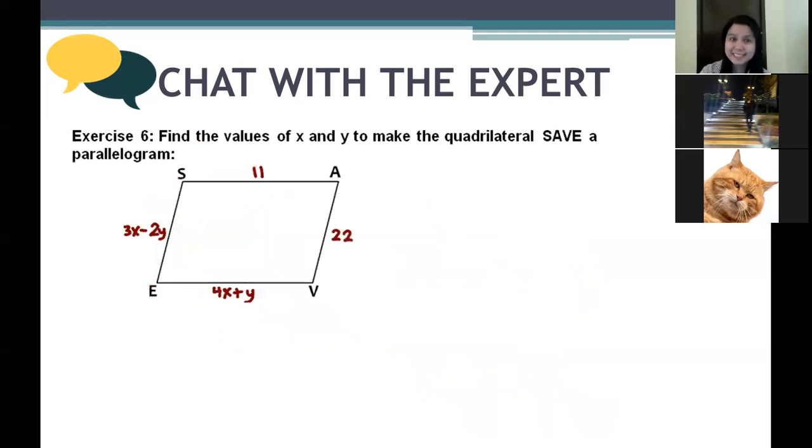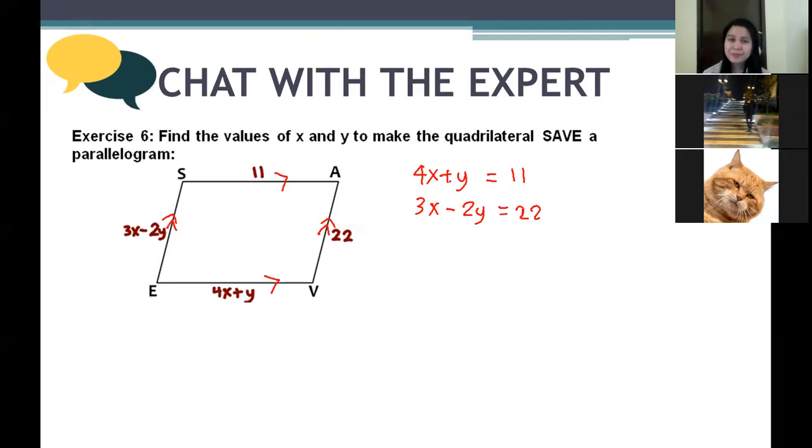Let's go to number 6. We need to find the values of x and y to make the quadrilateral SAVE a parallelogram. Now, how will you make this a parallelogram? SA must be congruent to EV. So, let's have 4x plus y equals 11. The other one is SE must be congruent to AV. So 3x minus 2y equals 22.